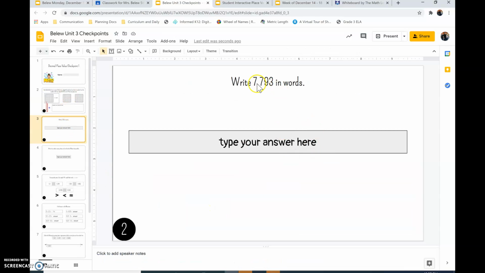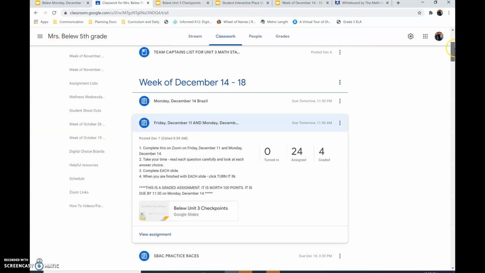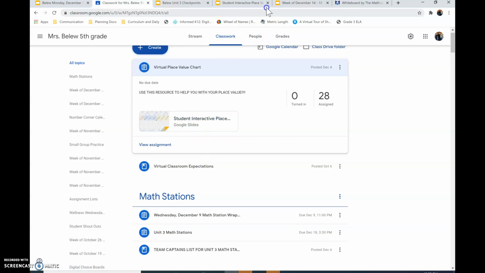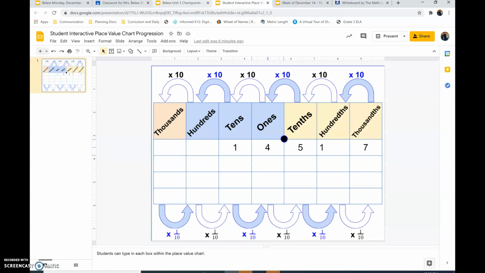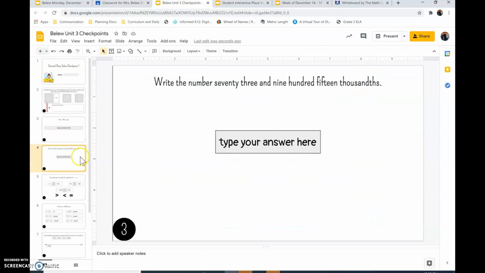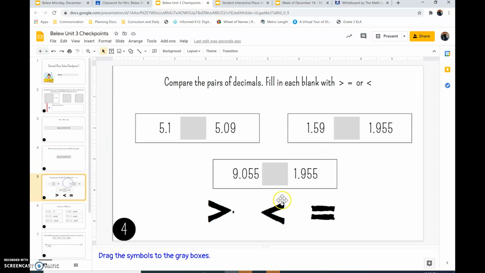Here, type from standard form to word form. This is not 7 decimal 793 or 7 decimal 793 ones. Use the place value chart right here in Google Classroom to help you. Write it like you say it, okay? So you just click in there and you type. This one, you're going from word form to standard form. Click and type.